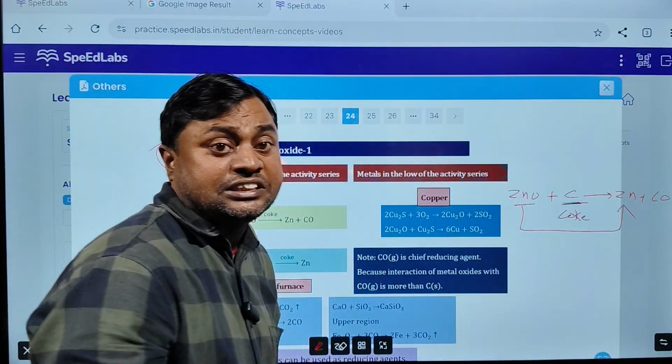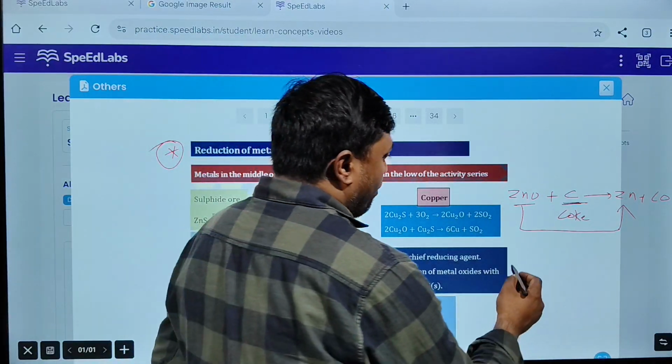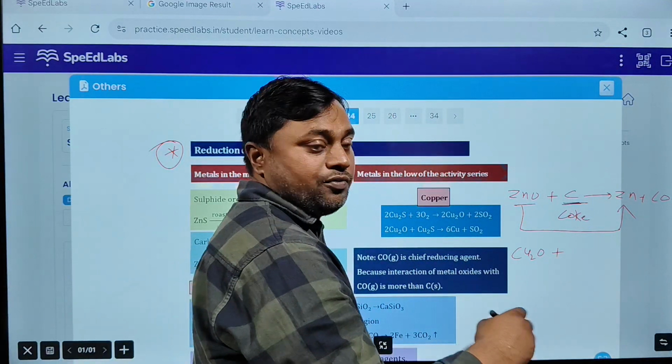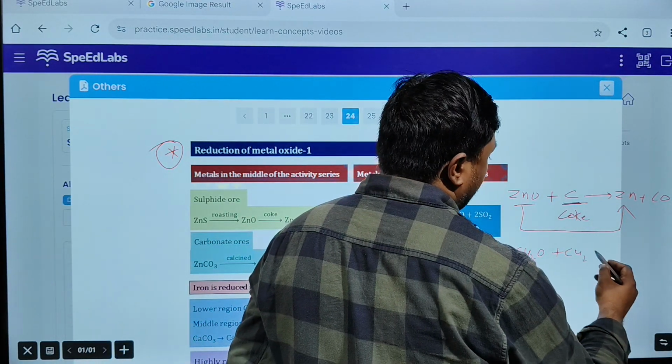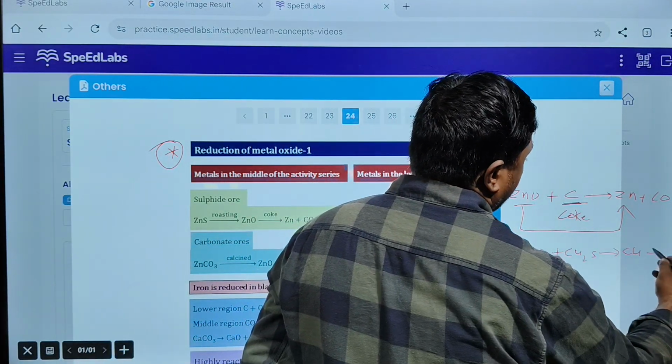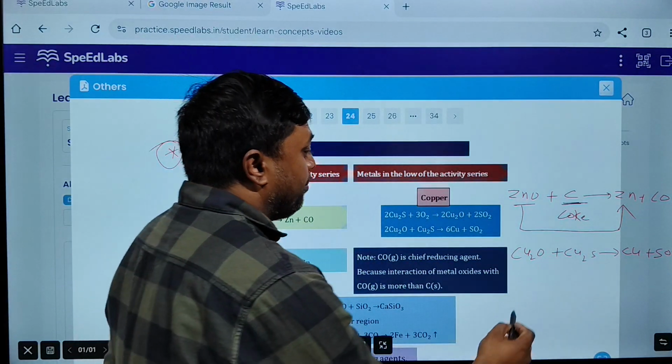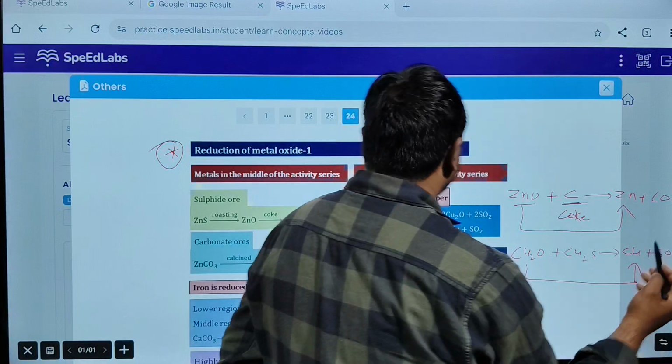Another is self reduction. What happens for copper oxide? Actually, copper oxide is heated with the ore itself. What is the ore? Copper sulfide. So it will give you copper plus sulfur dioxide. So these are the methods of conversion of metal oxide into metal. This is the third step.